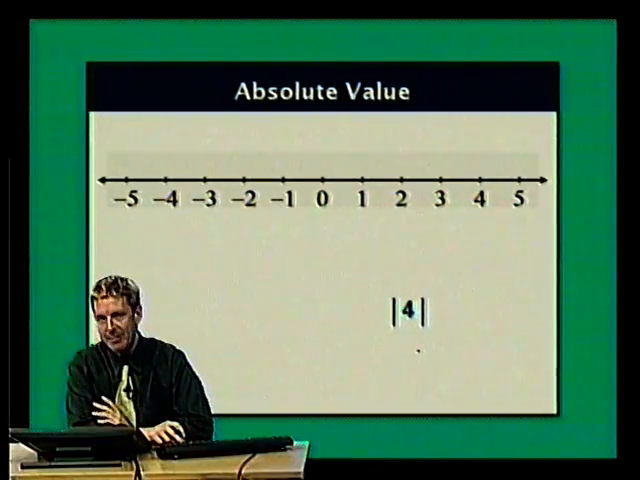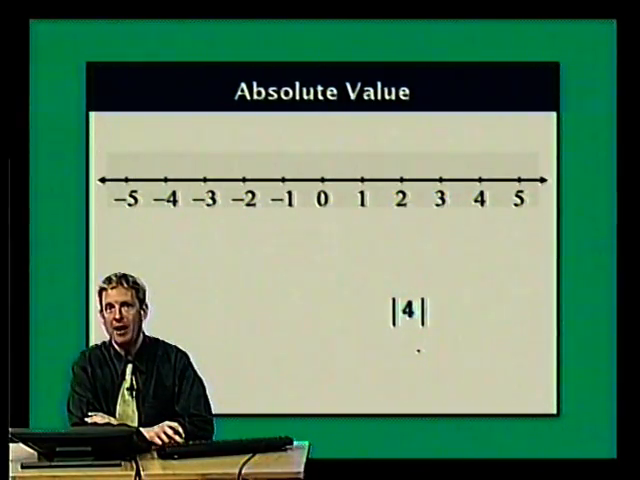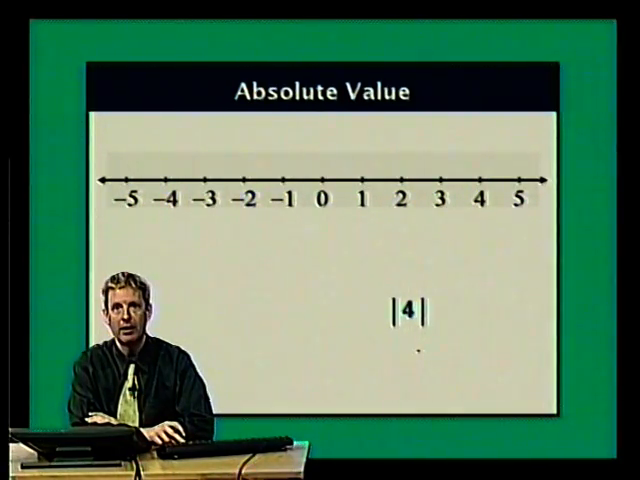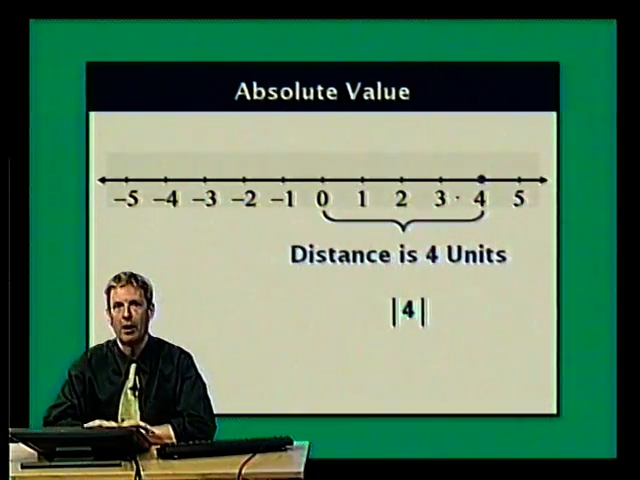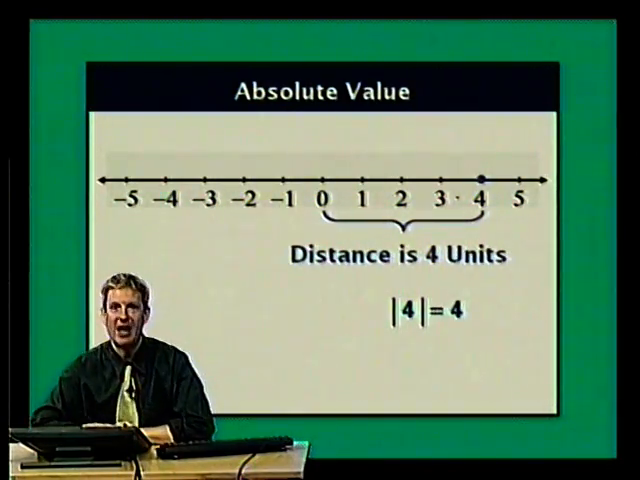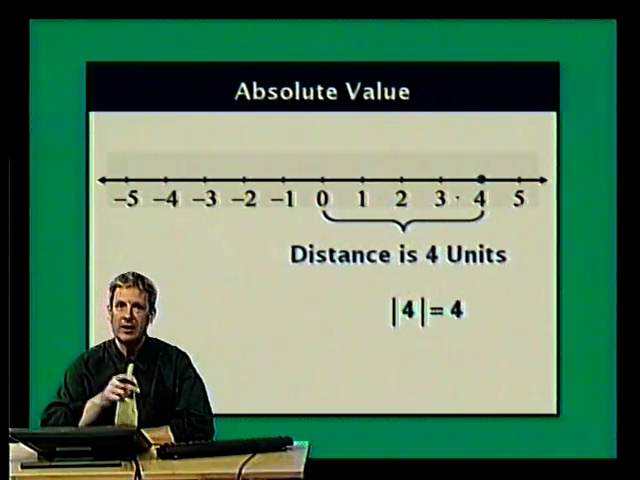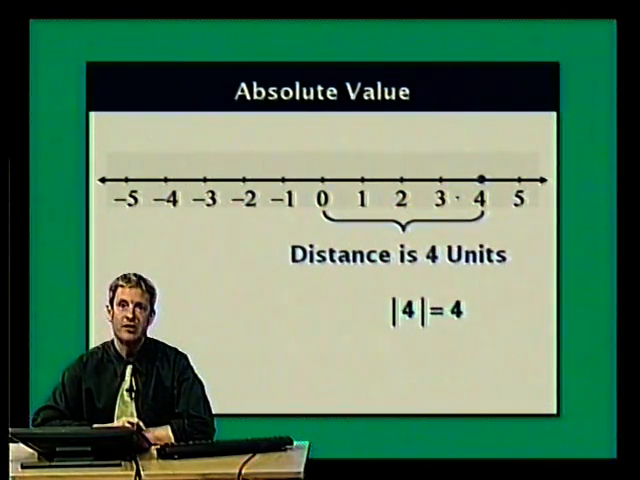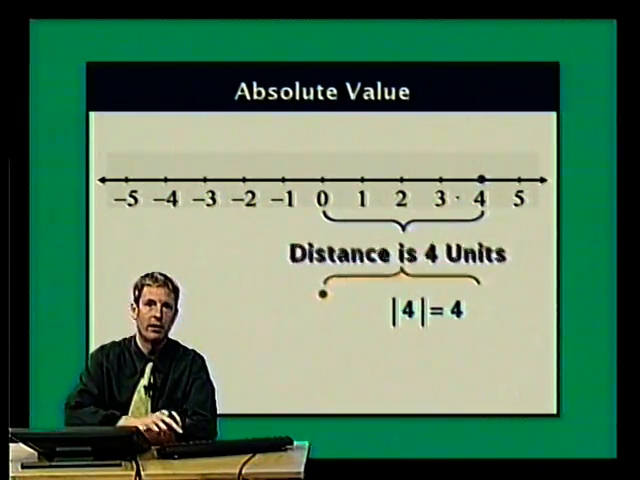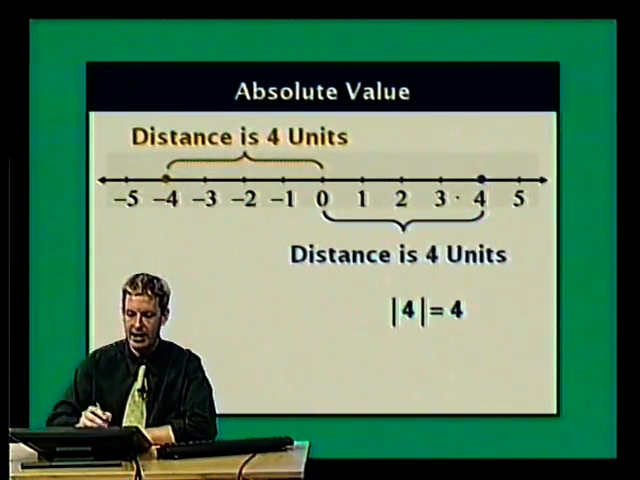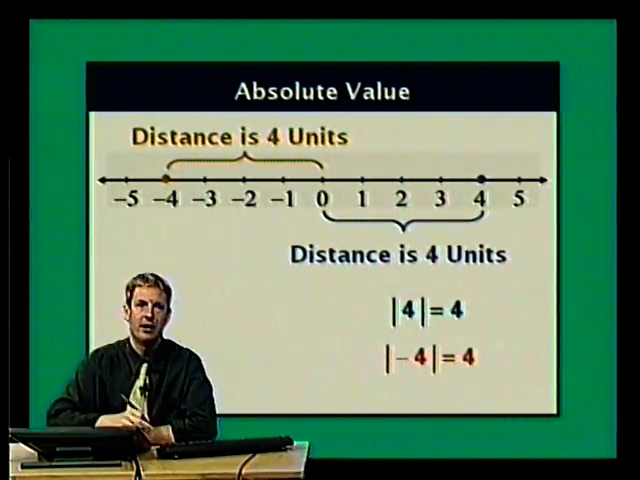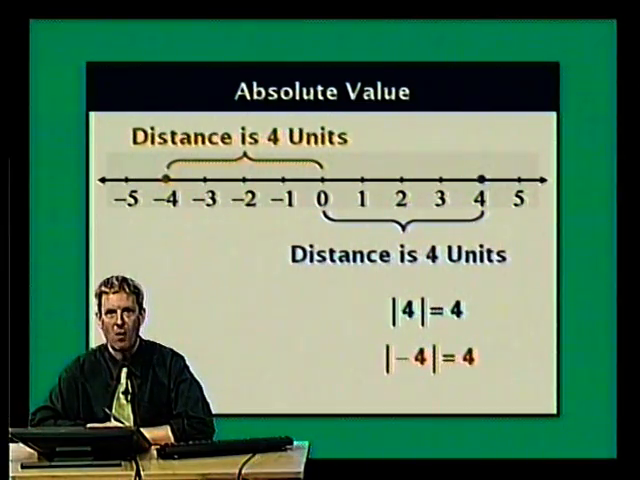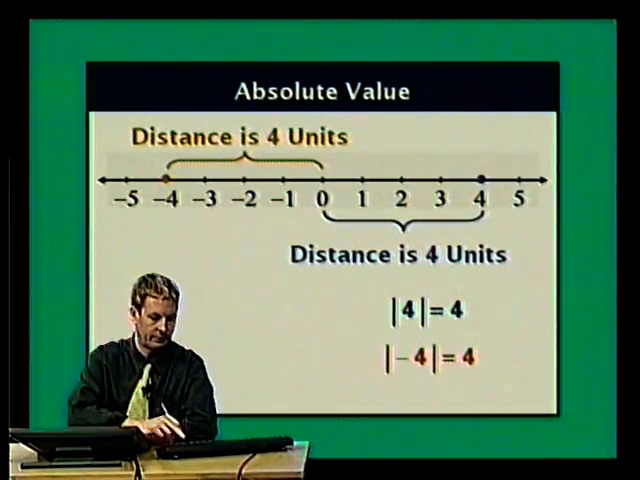So let's talk about absolute value. The absolute value of 4 is the distance along the number line between 0 and 4. And that distance is 4 units. 1, 2, 3, 4. So we say the absolute value of 4 is 4. But there's another number whose distance from 0 along the real number line is 4. And that number would be the point associated with negative 4. So we also say that the absolute value of negative 4 is 4.